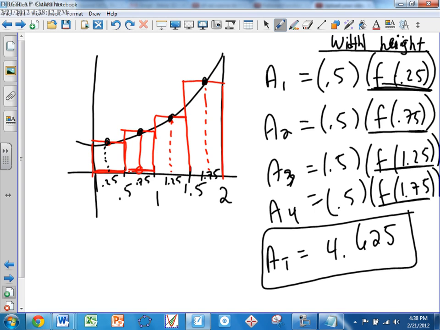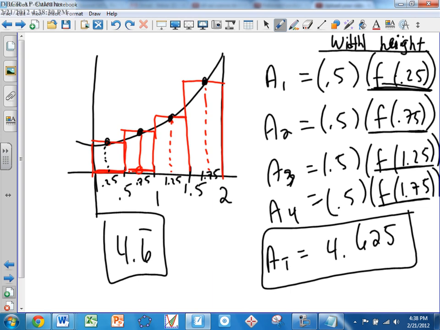Just so you know, the exact area under this curve turns out to be 4.6 repeating. That's the exact area. So you can see how pretty close this is, isn't it? Compared to the last two.